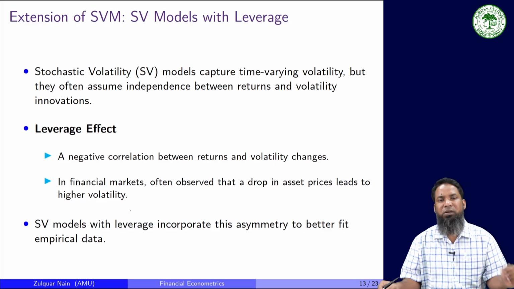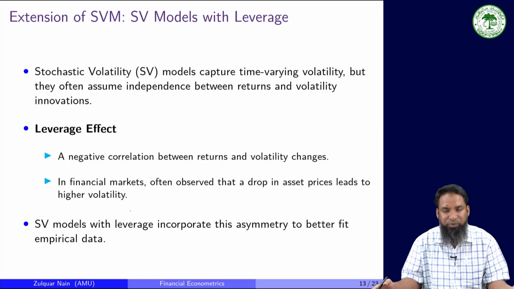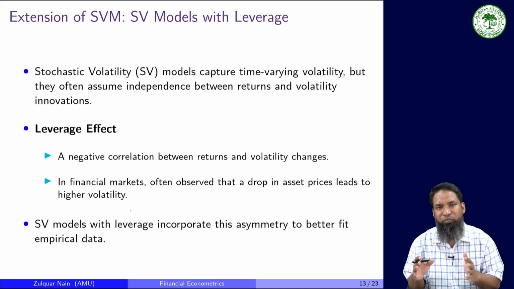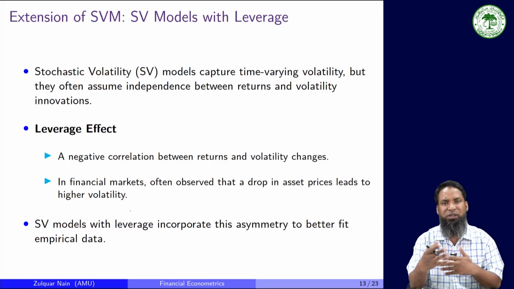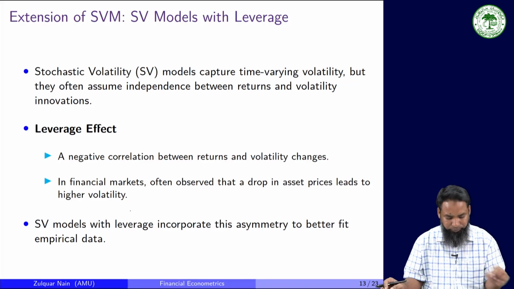Then we have another extension of the stochastic volatility model, what we call the stochastic volatility model with leverage. The leverage effect we have already discussed. What we mean by the leverage effect is that there is a negative correlation between returns and volatility changes. That is, if there is a negative change in the price, then there will be more volatility. However, a positive change of the same quantum will not have a similar effect. That is what we call the leverage effect, which we discussed in the previous lectures.